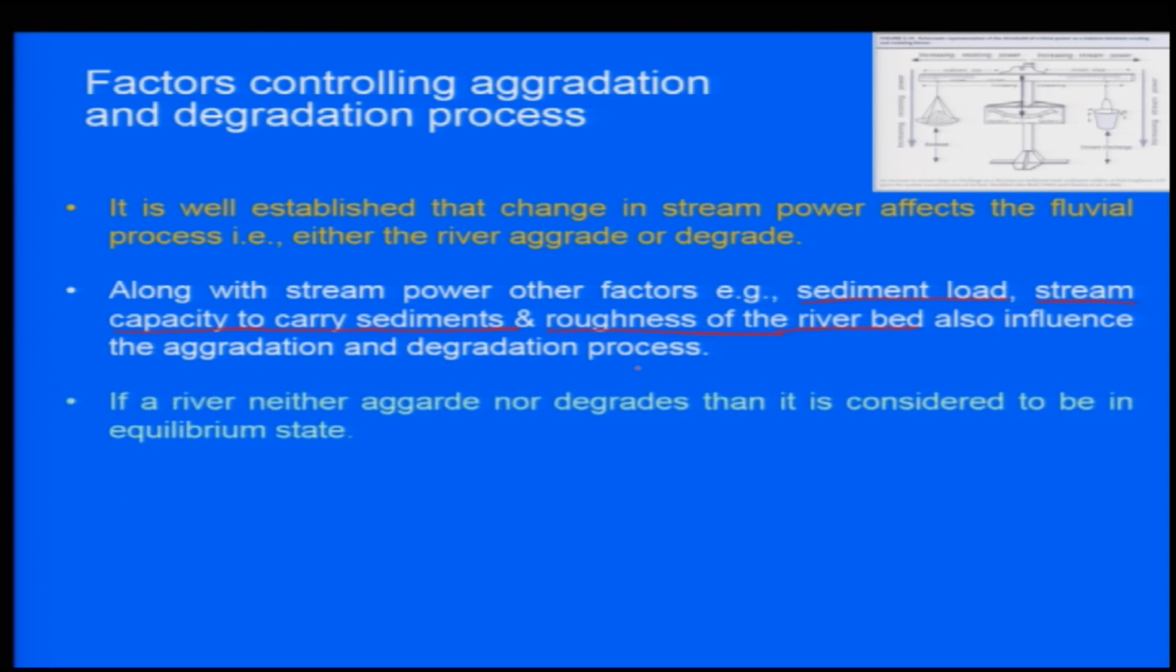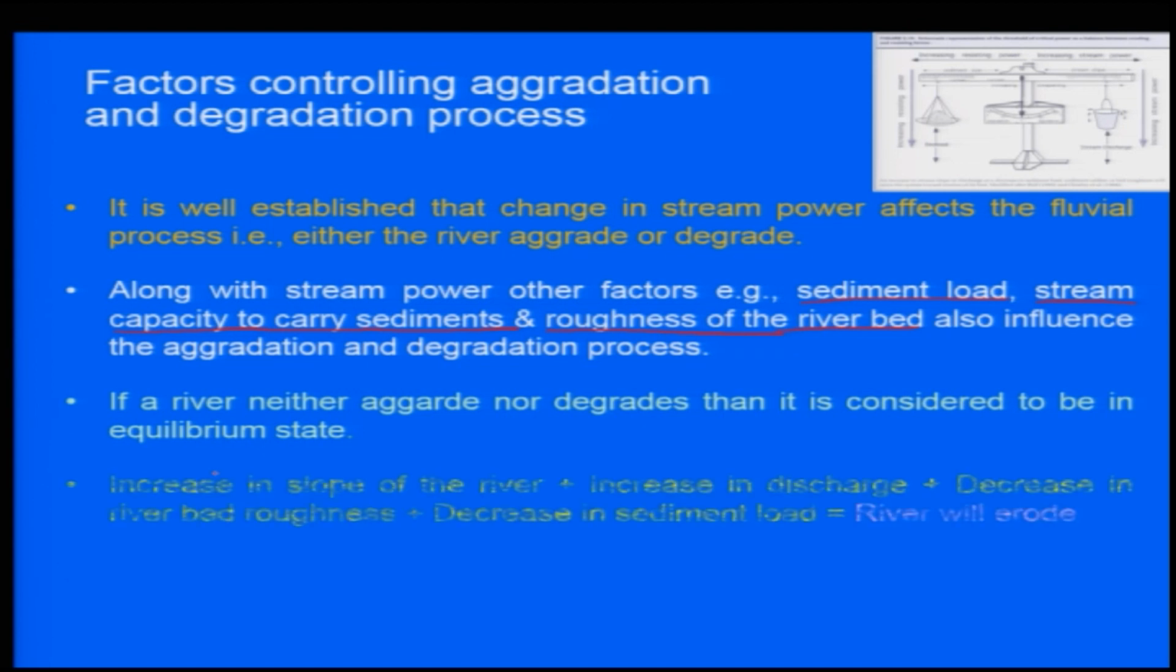Okay. Now if a river neither aggrades nor degrades, then it is considered to be in a state of equilibrium. Otherwise, if it erodes or deposits, then it is not exactly in the equilibrium condition. So any change in the basin, which is related to your base level, then it will try to come back into the equilibrium state.